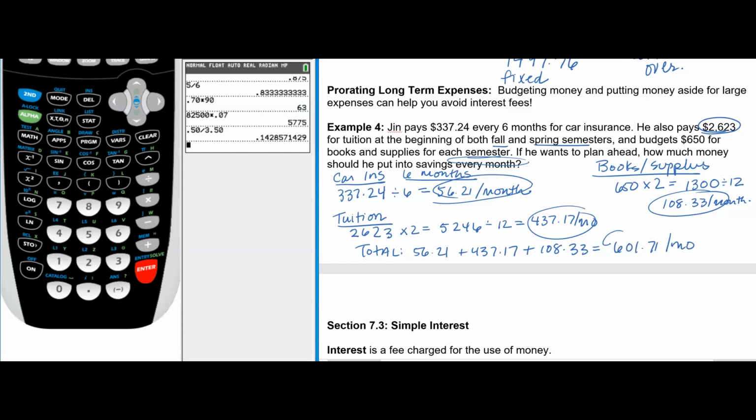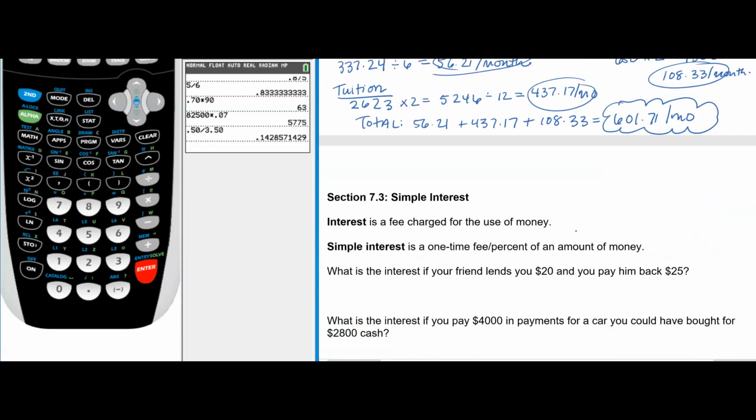And just as a side note, most banks will actually allow you to do automatic transfers. So let's say you have a savings and a checking account, and maybe all of your money goes into your checking account. You can automatically every single month transfer a certain amount to your savings. And that would be a great way for this person. He could just transfer that $601.71 every month. That way he's got money saved for when those bigger bills come in.